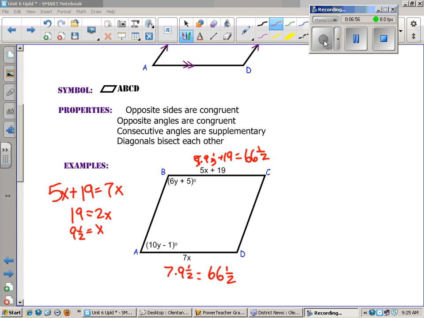Okay, well, they're angles, right? So it's either going to be opposite angles or consecutive angles. Which ones are those? They're consecutive, so they are, right. So give me an equation that would solve for y.